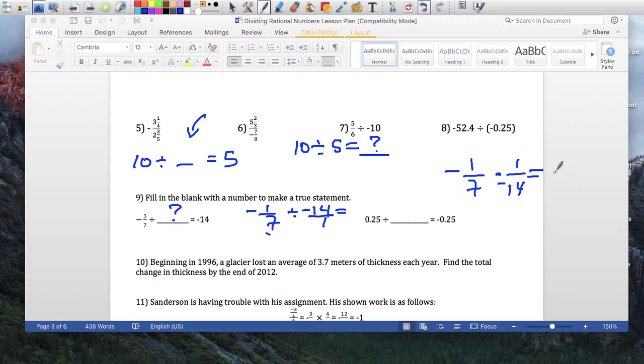It's a negative times a negative, so it's a positive. 1 times 1 is 1, and 7 times 14 is 98. Final answer. So my mystery number is 1 over 98. So negative 1/7 divided by 1 over 98 will give you negative 14.